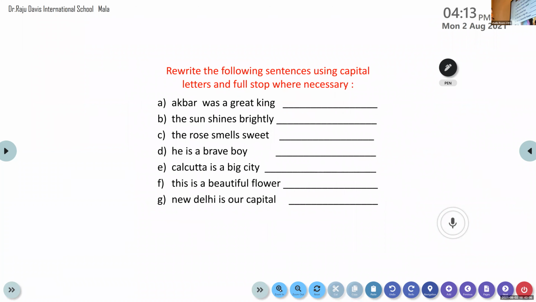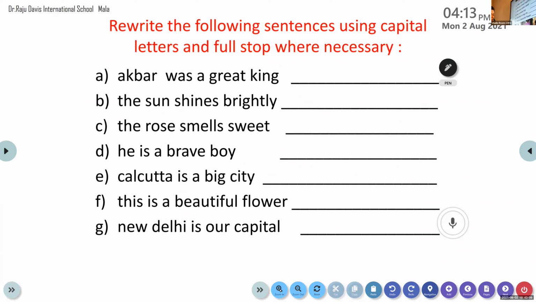So here in this exercise, on the same page, children, you have an exercise for you. The same thing we need to do. Rewrite the following sentences using capital letters and full stop where necessary. So let's move on to it. Aldrina, come on, do it. We'll do one or two, and the rest of the sentences, children, you can try out at home, whether you could do it or not. Okay?